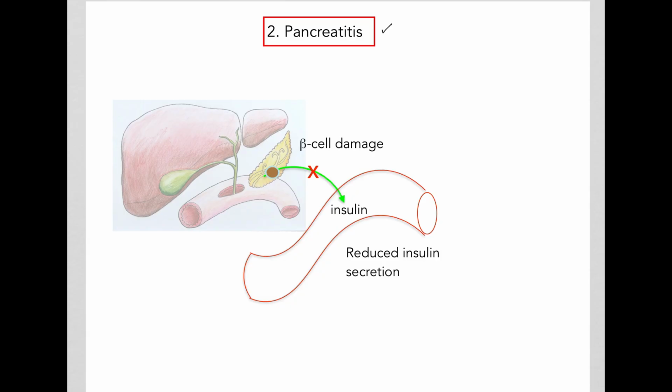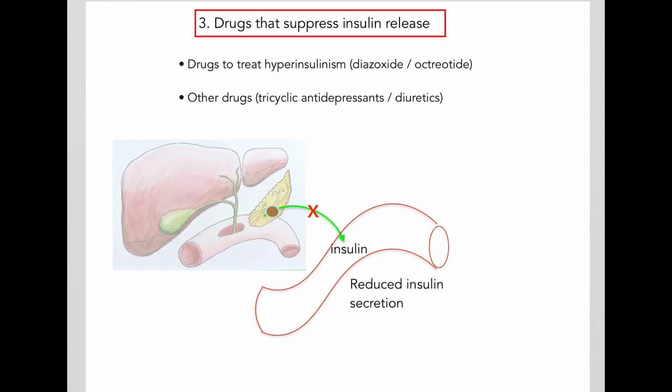Pancreatitis: there is inflammation of the pancreas, and if this inflammation affects the function of the beta cells, then there is beta cell damage, and now there won't be enough insulin secreted, and because of reduced insulin, there is going to be hyperglycemia, high blood glucose. So that could be another reason for hyperglycemia, pancreatitis.